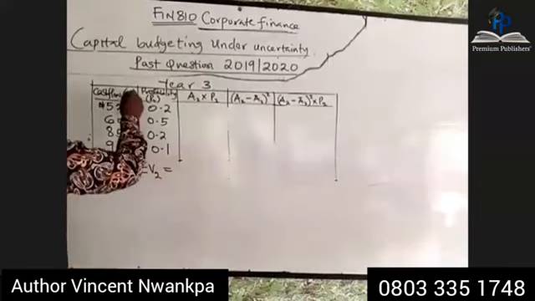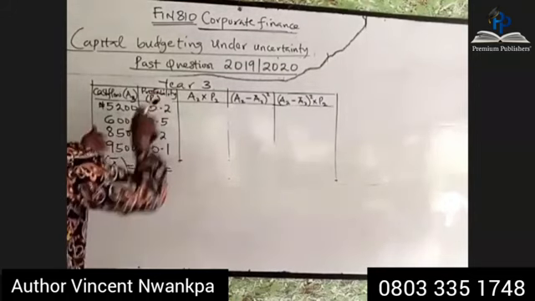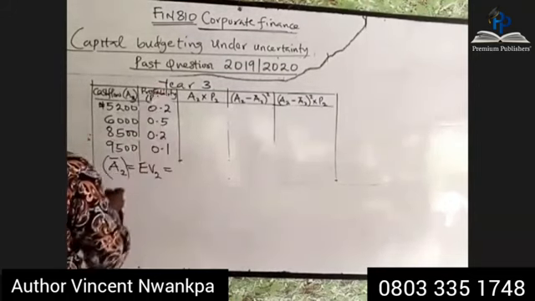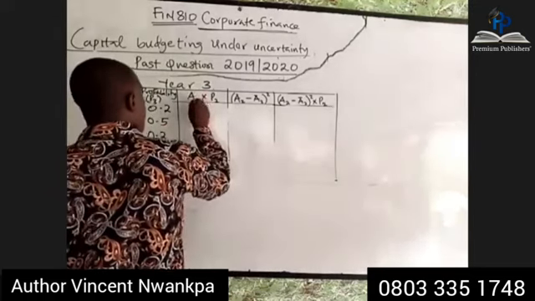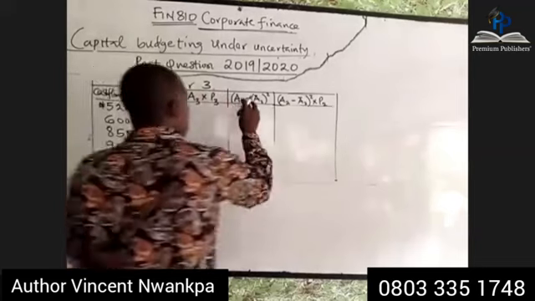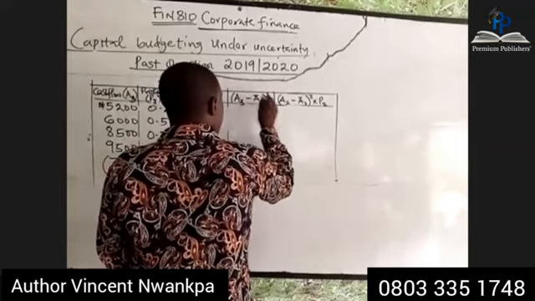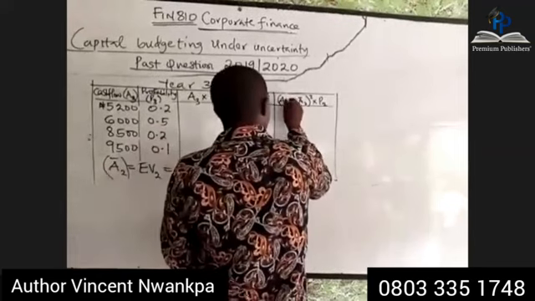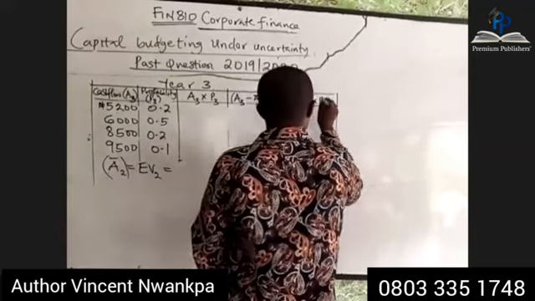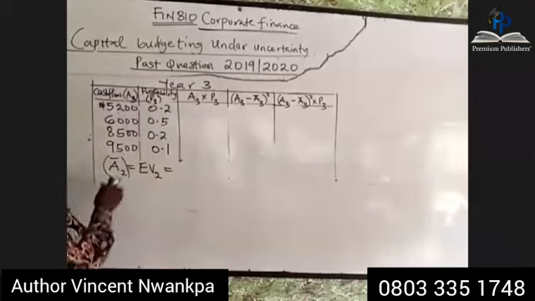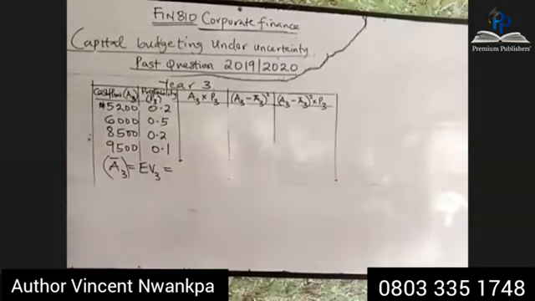Good. So this should be 3. Cash flow here, 3. The expected value here, 3. Probability here, 3. So this is our year 3. So everything is set.